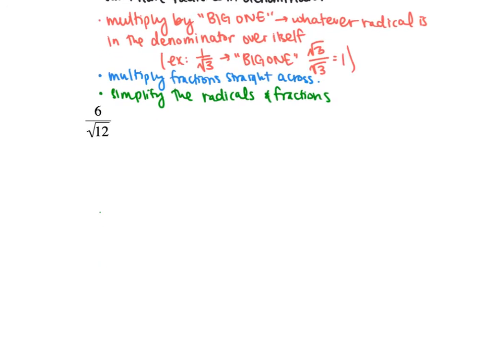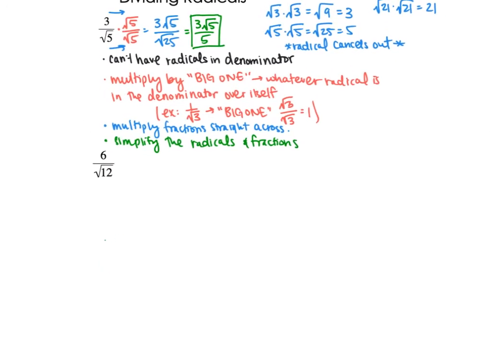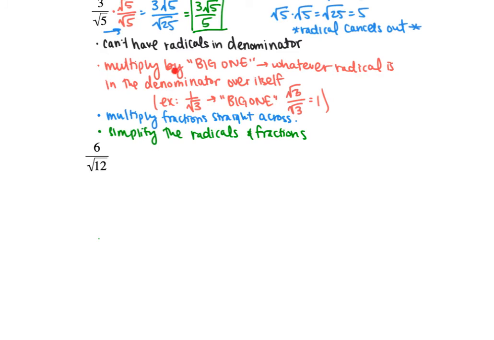So I have 6 over the square root of 12. The first thing we're going to do is multiply by our big 1. Since the denominator is the square root of 12, we're going to multiply by the square root of 12 over the square root of 12. And then we're going to multiply straight across. So the top becomes 6 times the square root of 12, and the denominator, again, 12 times 12 is 144.